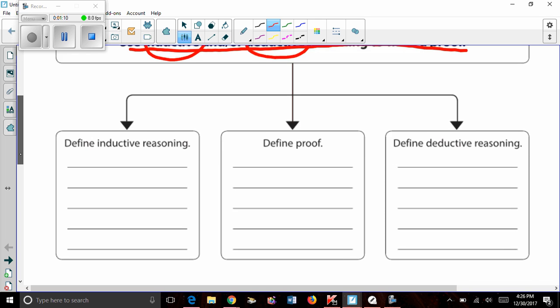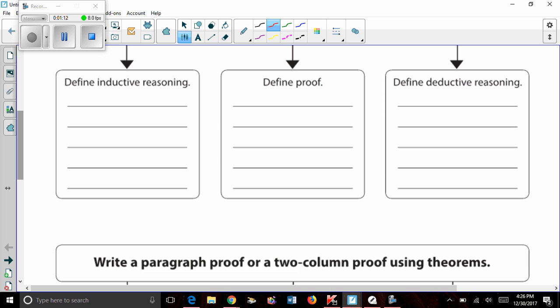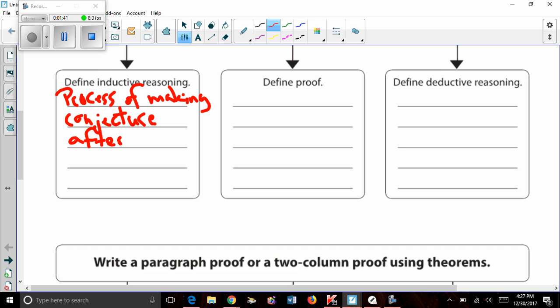Inductive reasoning, first one, is the process of making conjecture. Conjecture is a specific word which just means we're making a conclusion. So this is more of the process of making a conclusion after observing examples.